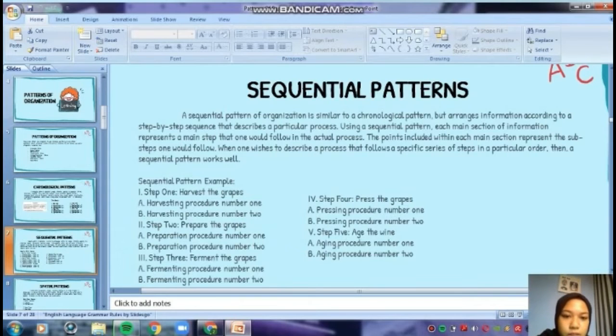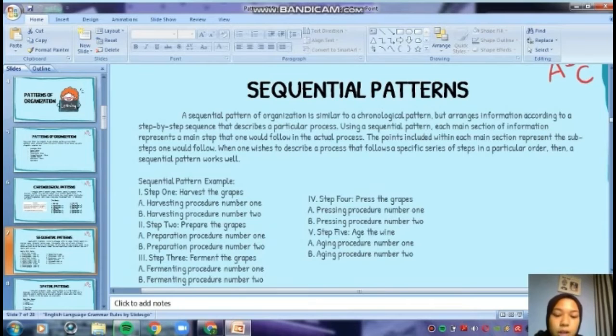When one wishes to describe a process that follows a specific series of steps in a particular order, then a sequential pattern works well. Sequential patterns. Example 1. Step 1. Harvest the grapes. A. Harvesting procedure number 1. B. Harvesting procedure number 2.